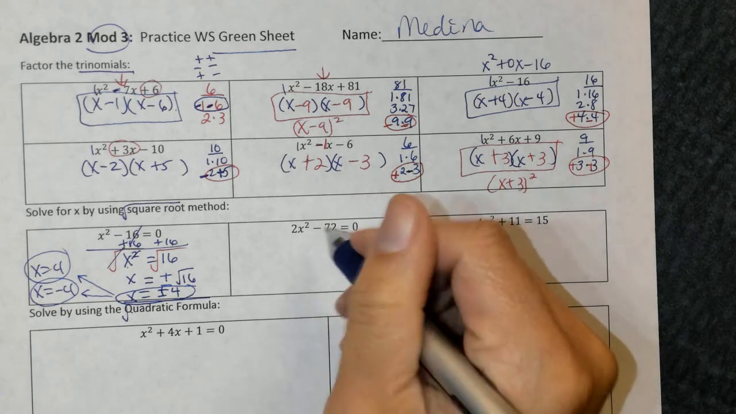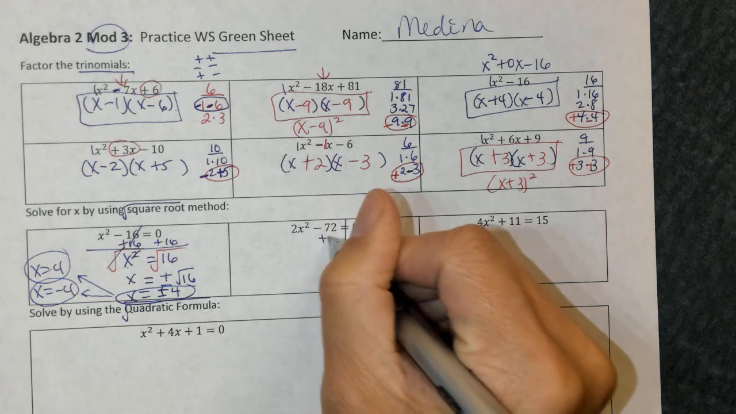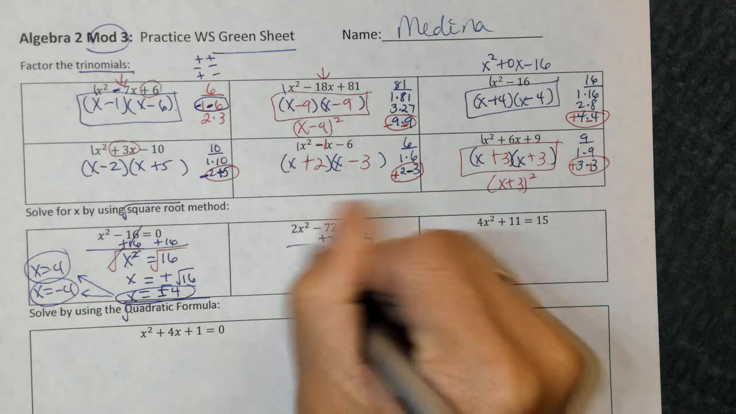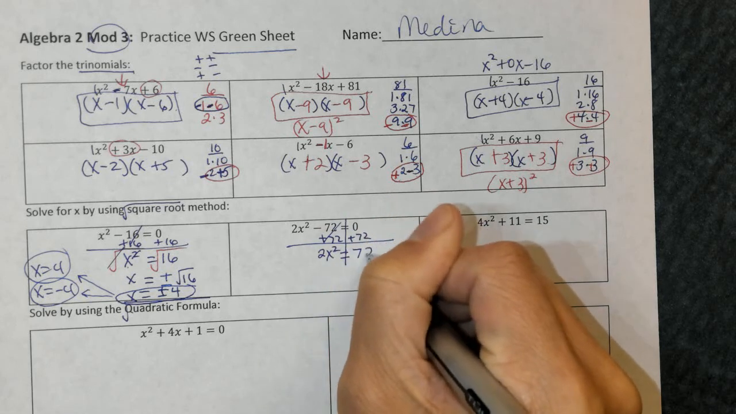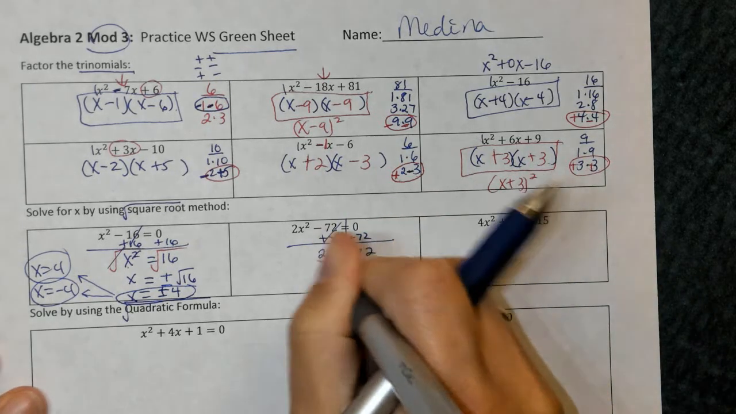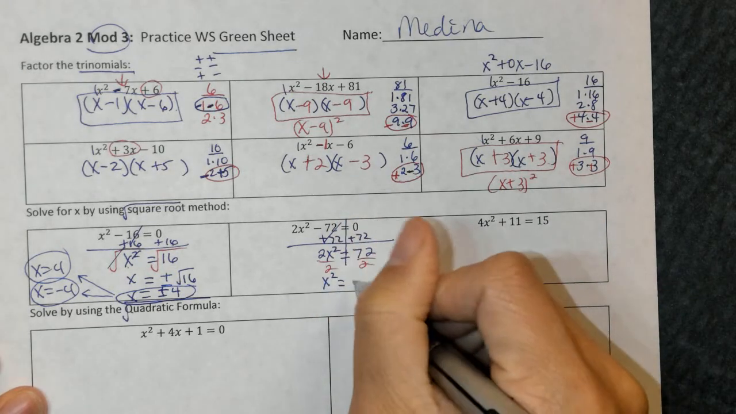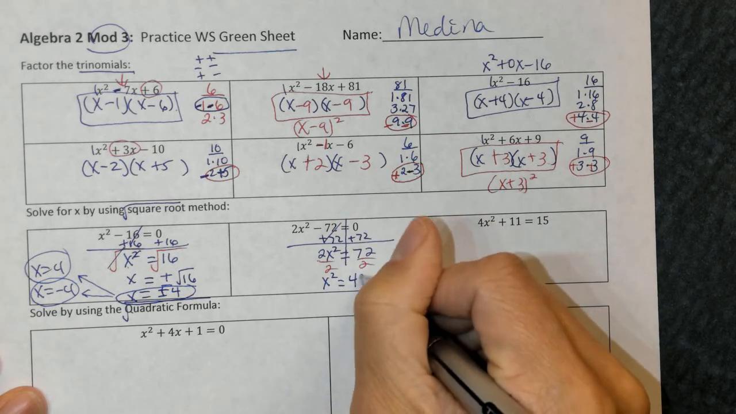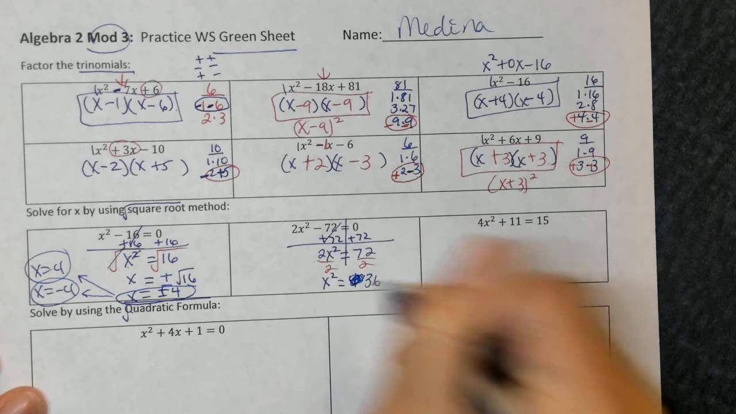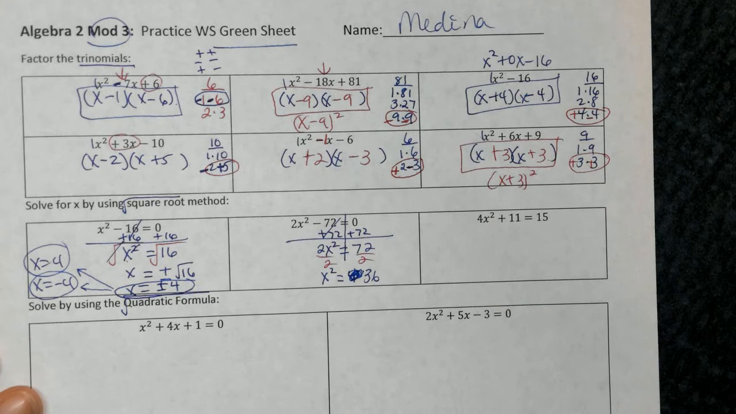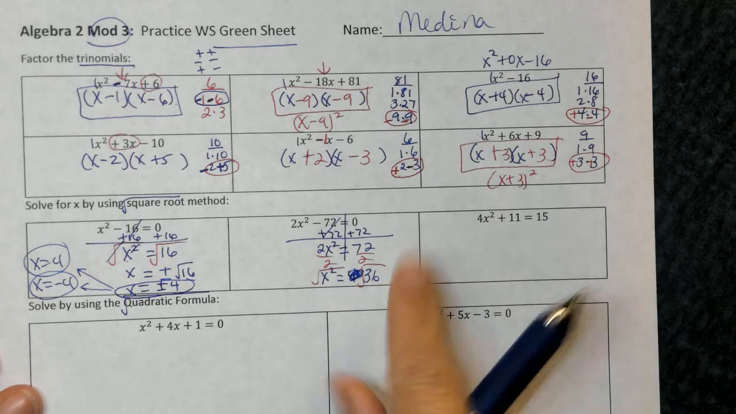Alright, here we go. So how do you do this one? I want to get x by itself, so add 72 to both sides. You're left with 2x squared is equal to 72. Now divide both sides by 2. X squared is equal to, what is that? 36. Now, how do I get x by itself if it's squared? Well, you take the square root of both sides. So what you do on one side, you do to the other.